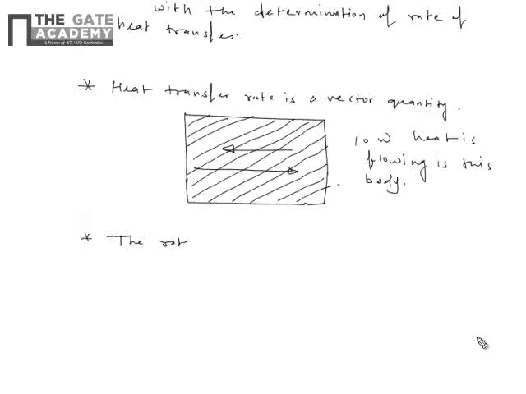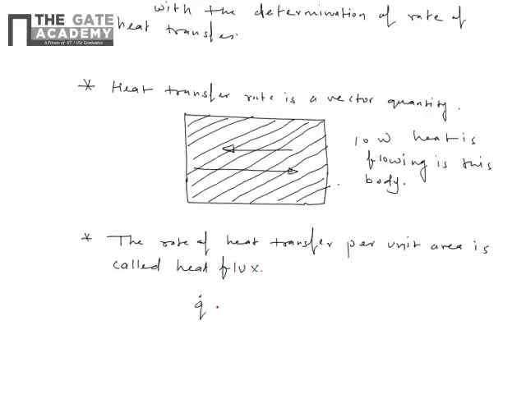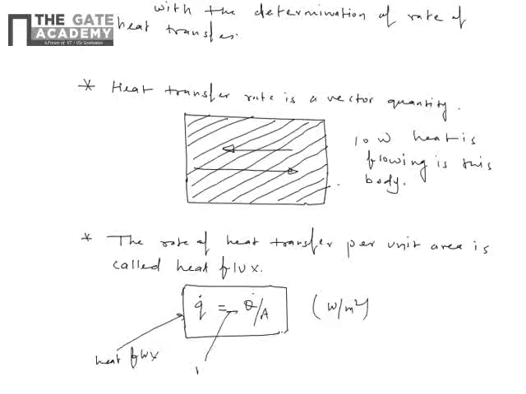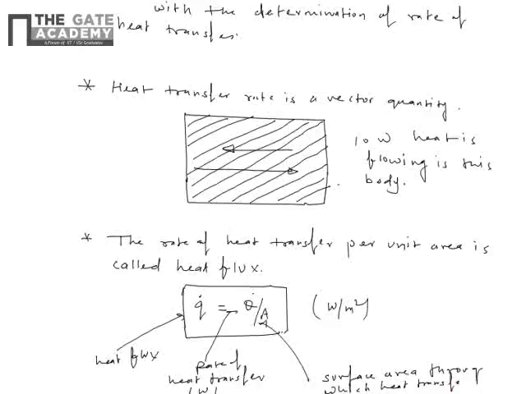The rate of heat transfer per unit area is called heat flux. That is, q double dot is Q dot upon A. It has a unit watt per meter square. In this relationship, this is the heat flux, this is the rate of heat transfer in watt, and this is the surface area through which heat transfer takes place.